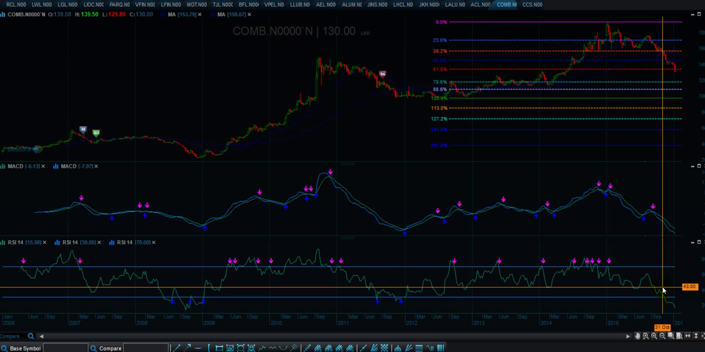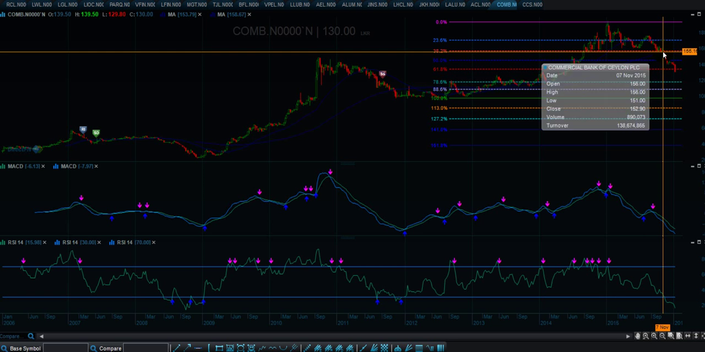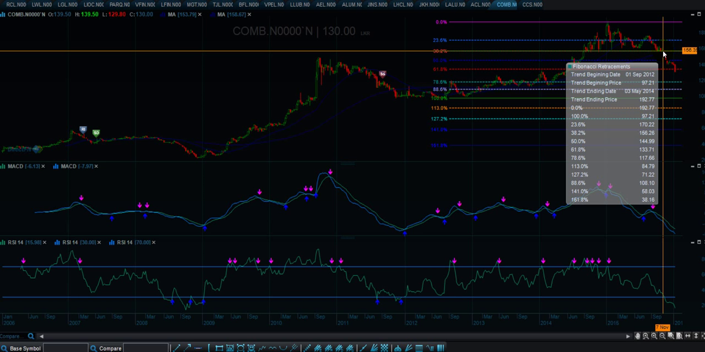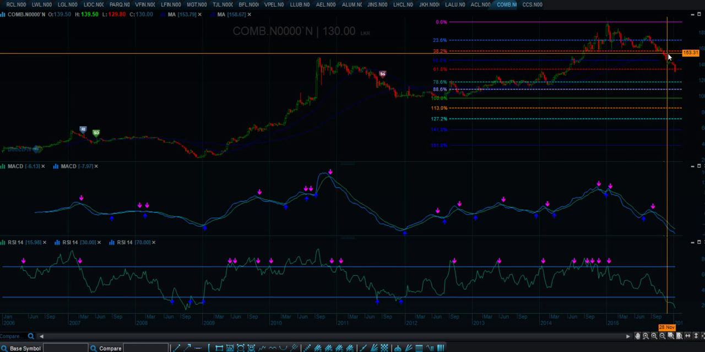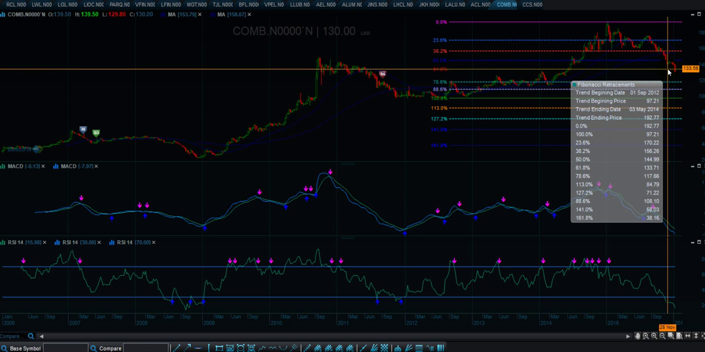Okay, and this has already broken. So when it was crossing 30 on the RSI, the price was at 150. There we would have identified an opportunity. But a person who would have gone through this strategy should have bought around here, because the price is around 150s, and now he's looking at it, it's going further down.